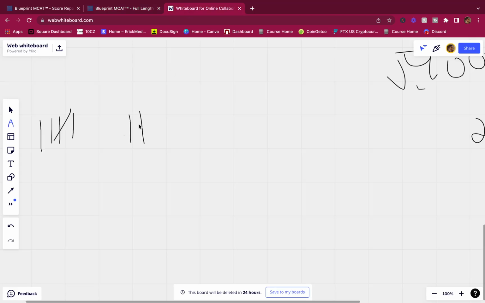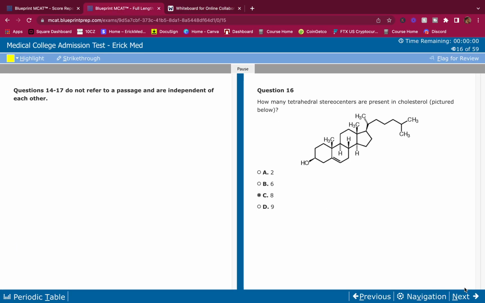This is a chiral center. In total, we have eight chiral centers. Answer is C. Bam. Keep going.